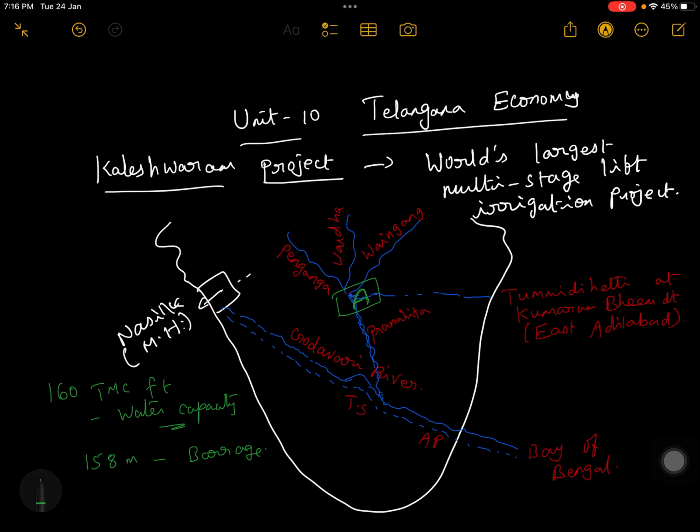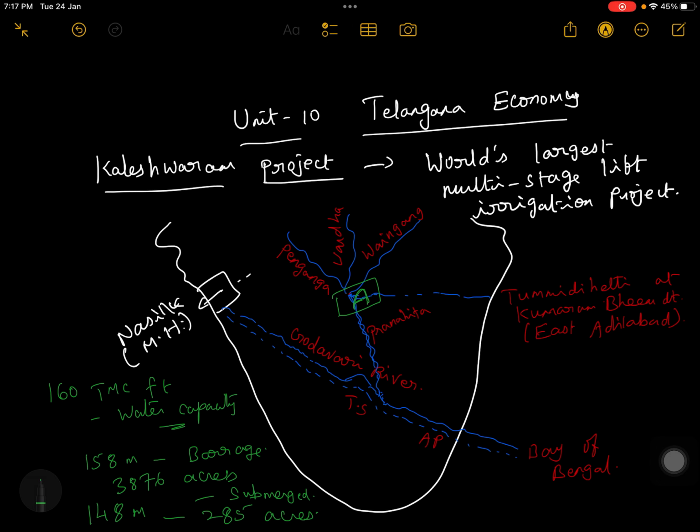But then the state of Maharashtra started complaining, because they found that if the barrage was constructed at this place at 158 meters, nearly 3,876 acres would get submerged. Whereas if the height of the barrage was reduced to 148 meters, then only 285 acres would be submerged. So they wanted the barrage to be constructed at a height of 148 meters instead of 158 meters.